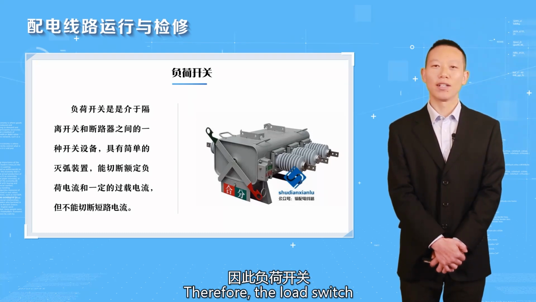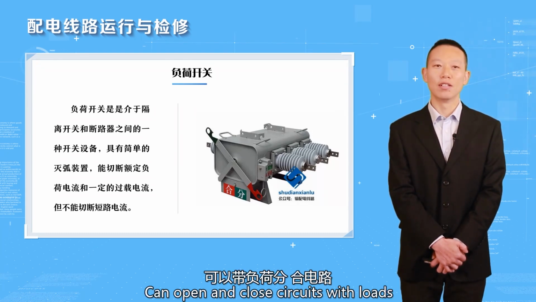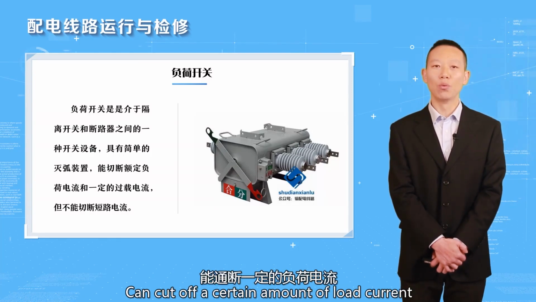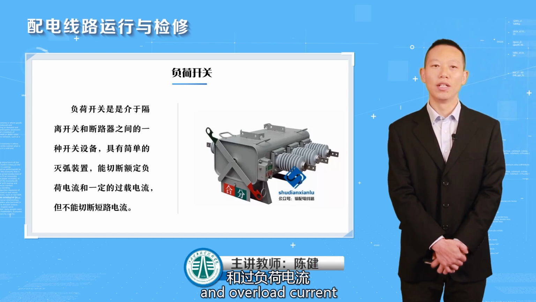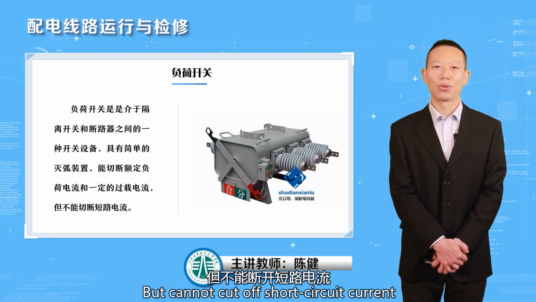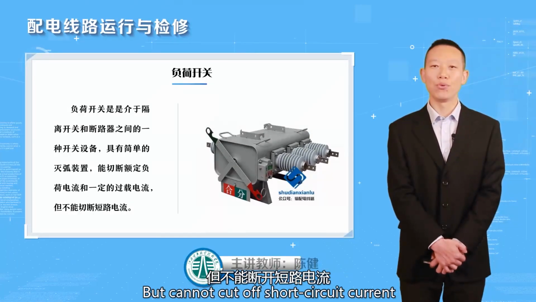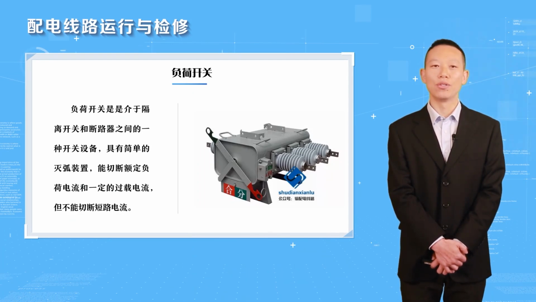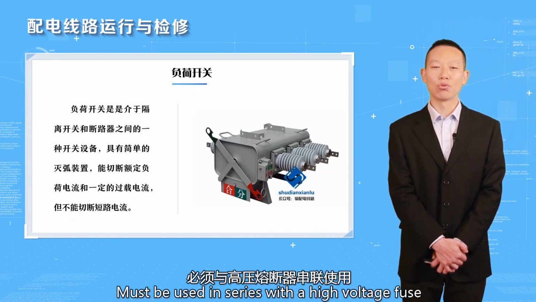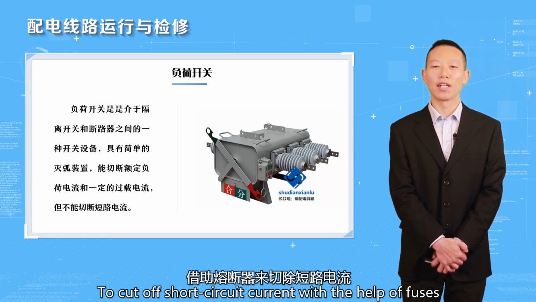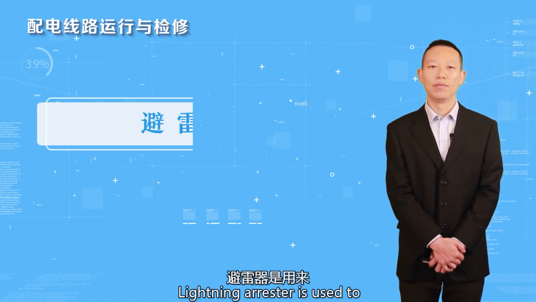Therefore, the load switch can open and close circuits with loads, and can cut off a certain amount of load current and overload current, but cannot cut off short-circuit current. It must be used in series with high-voltage fuses, which cut off the short-circuit current.